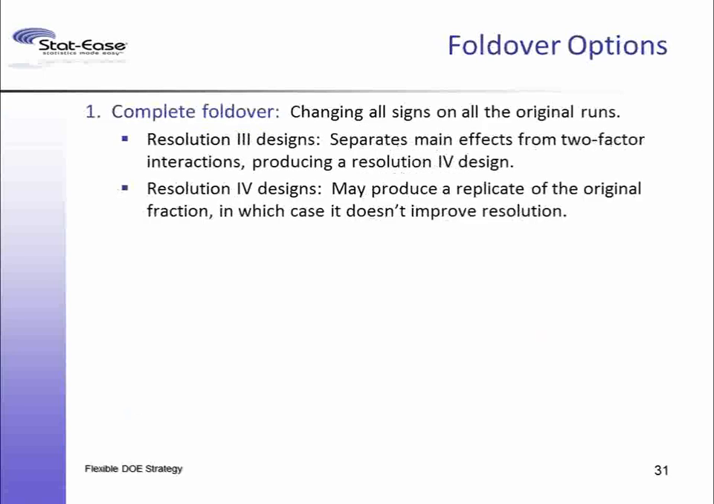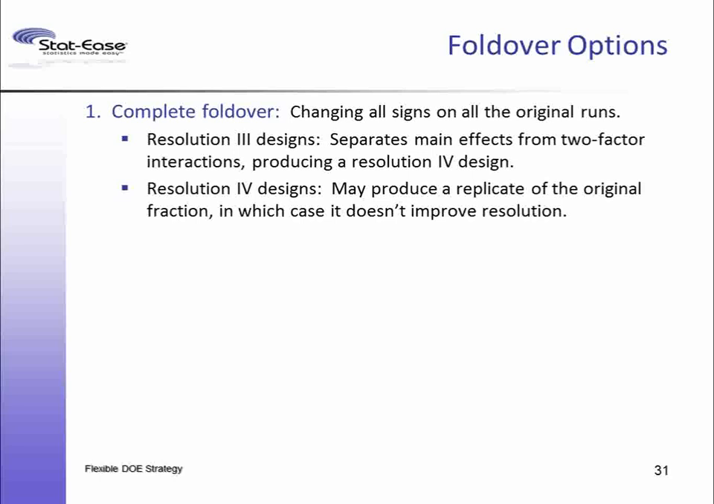All right, so let's summarize the foldover methods, and then we'll move on to a couple of the other topics. So the complete foldover, you change all the signs on all the original runs with the resolution 3 designs. We separate the main effects from the two-factor interactions, producing a resolution 4 design. And with resolution 4 designs, you might get a replicate.